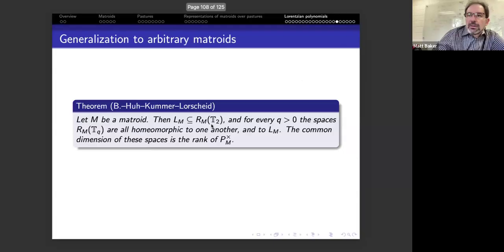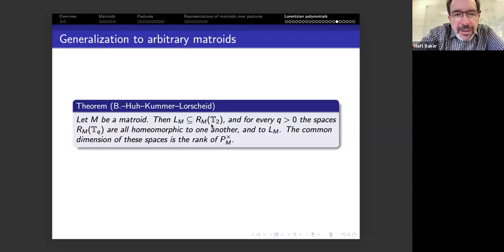Okay, so now let's generalize this to arbitrary matroids, and then that's the end of my talk. So in general, what happens? Lorentzian is always contained in the space of T2 representations. And for any Q greater than 0, the space of representations of M over TQ is homeomorphic to the space of Lorentzian polynomials.